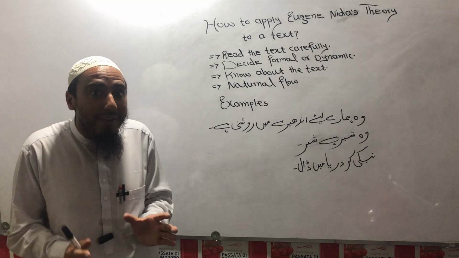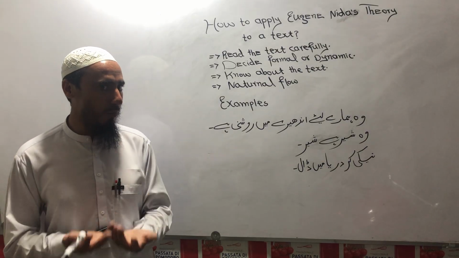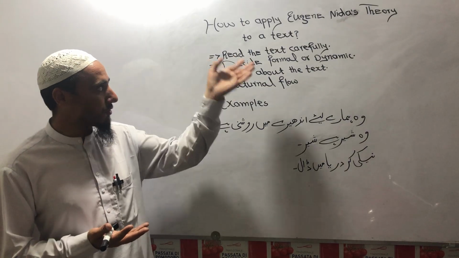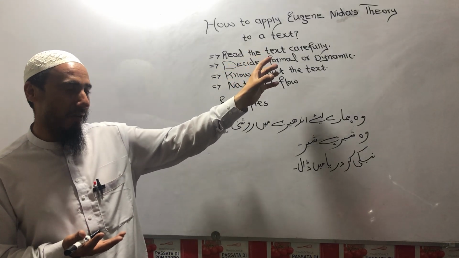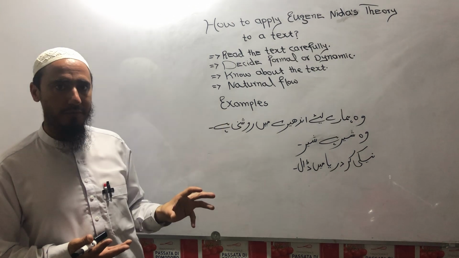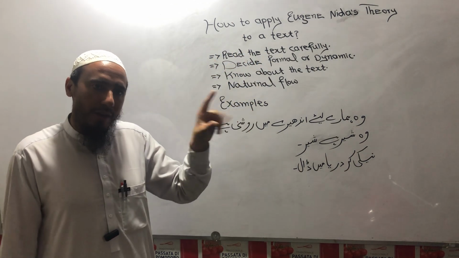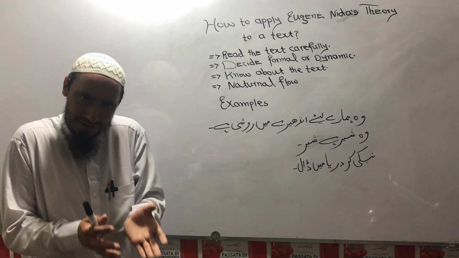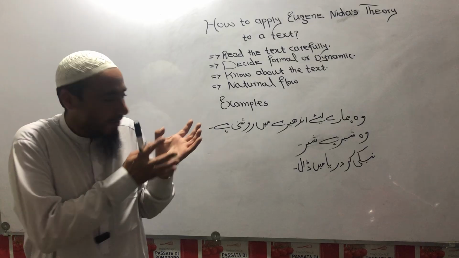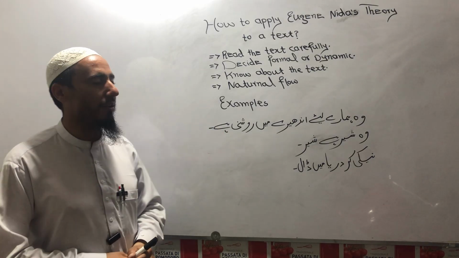And let me provide examples. For example, I told you that you can apply one of the types of equivalence from Eugene Nida's theory. You can apply dynamic equivalence or formal equivalence or both of them. How? When I know that there is a need, definitely, I will shift from formal equivalence to dynamic equivalence.